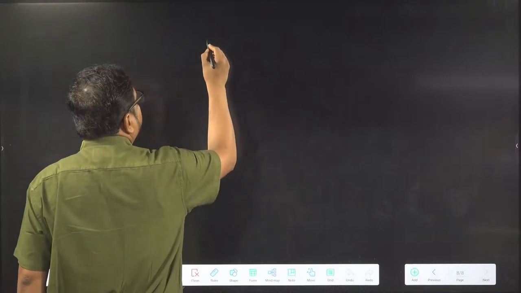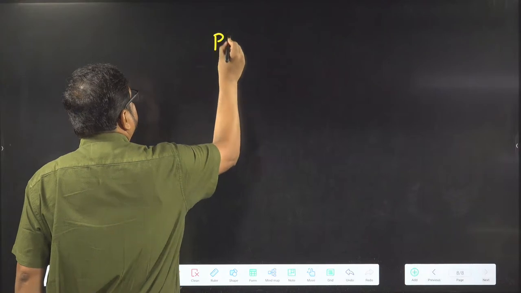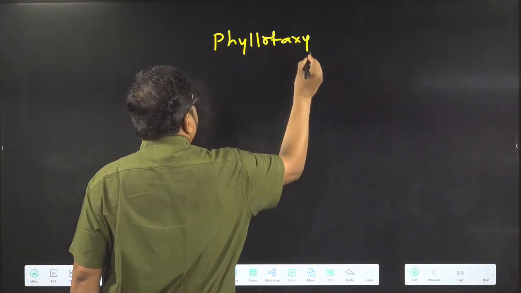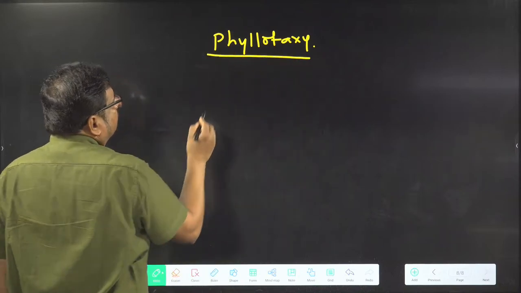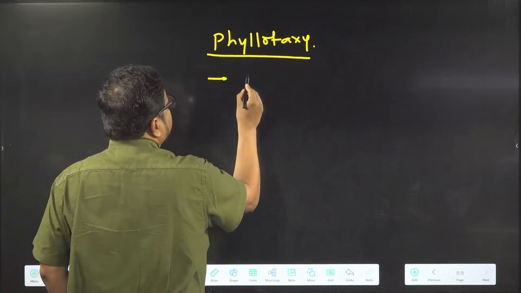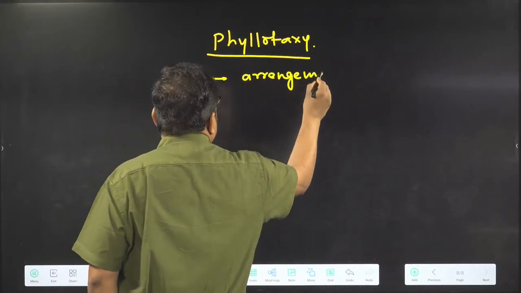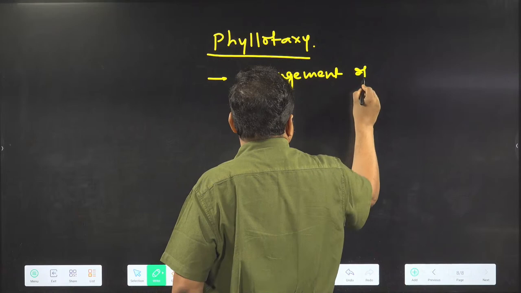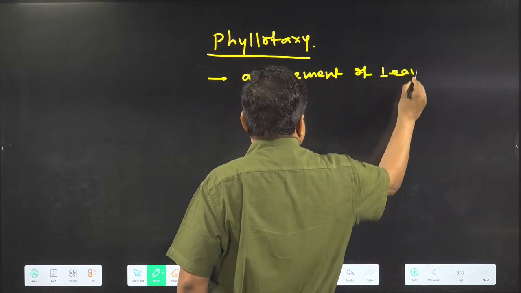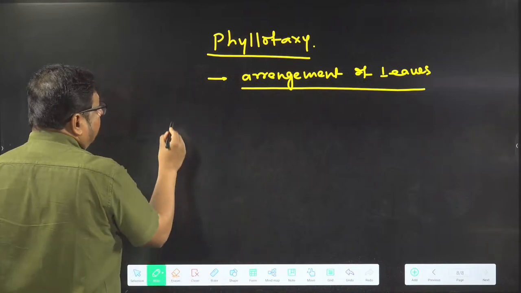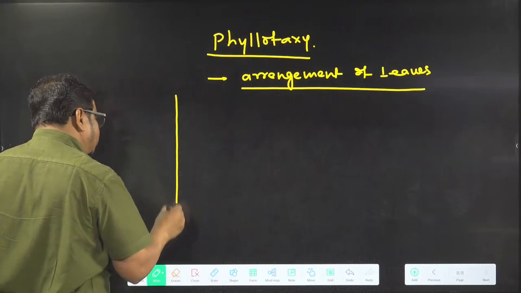Now I'm giving a basic idea about which one? Phyllotaxy. Phyllotaxy of the leaf. So phyllotaxy is what basically? Phyllotaxy is arrangement of leaves. Arrangement of leaves is called phyllotaxy. And NCERT wrote three types of arrangement.